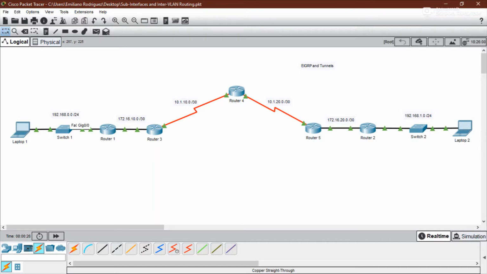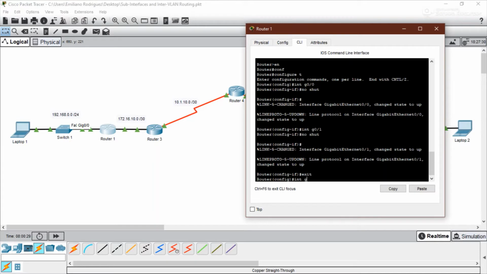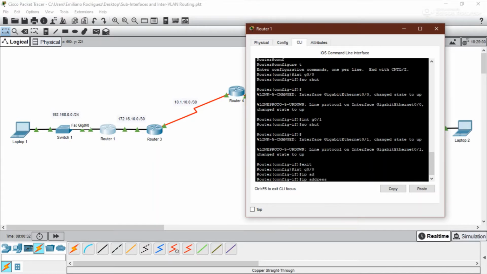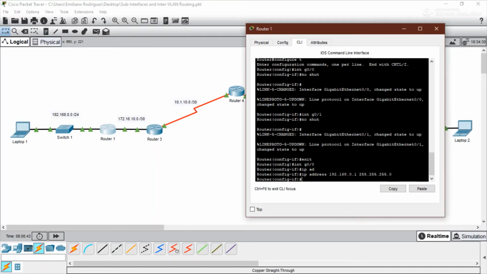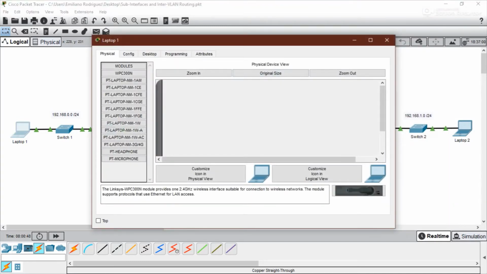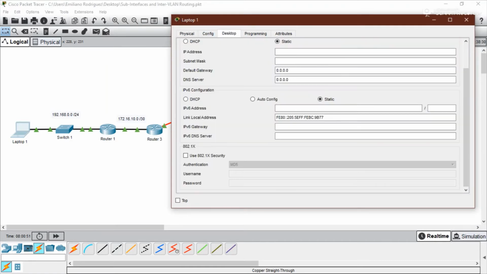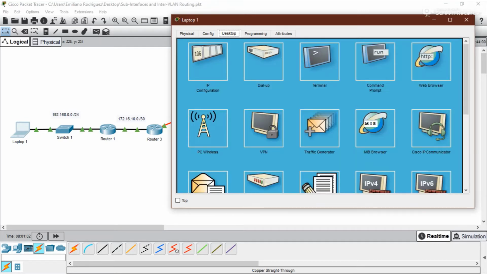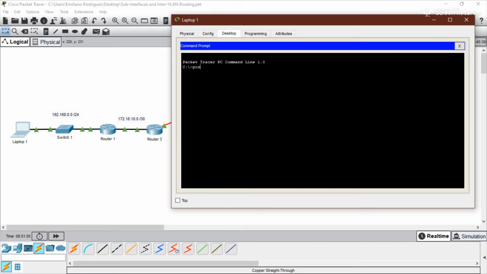Router 1's internal interface is gig 0/0. Its IP address will be 192.168.0.1, and it is a /24, 255.255.255.0. The laptop will be 192.168.0.2/24 with a gateway of 192.168.0.1. The laptop should be able to ping the router.